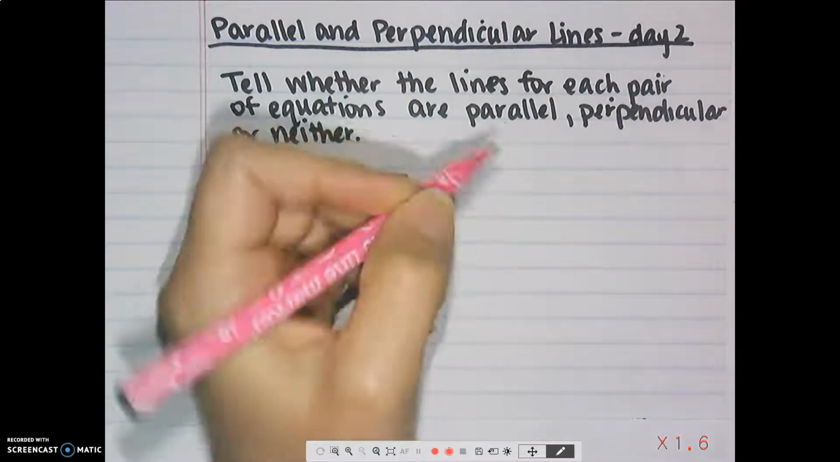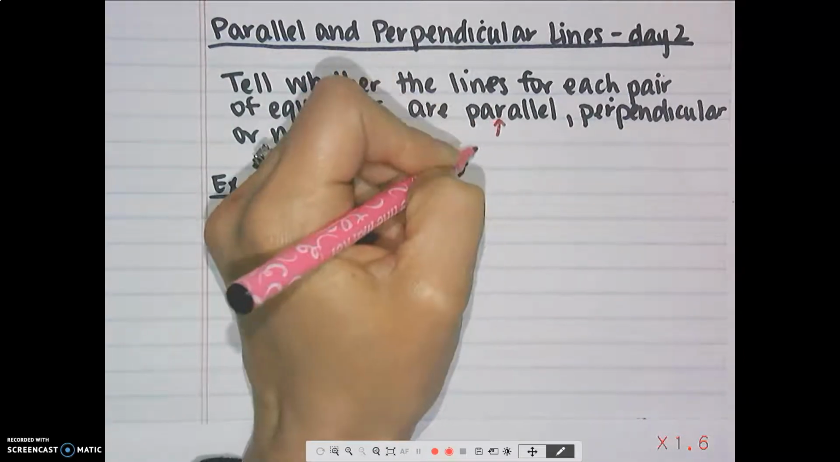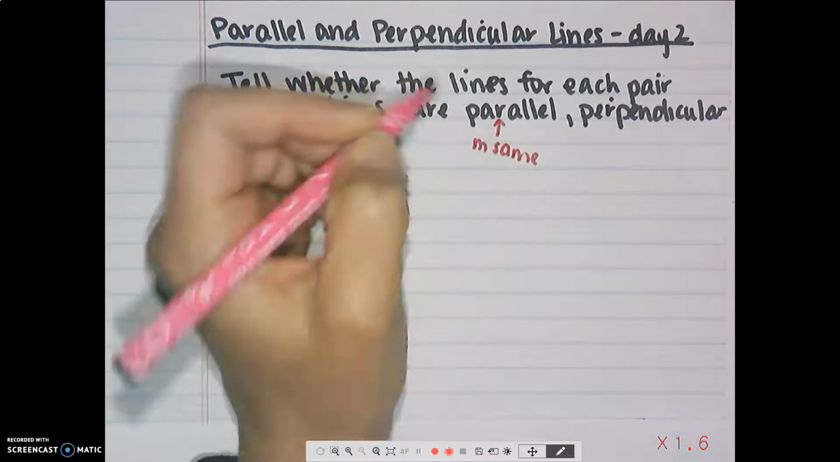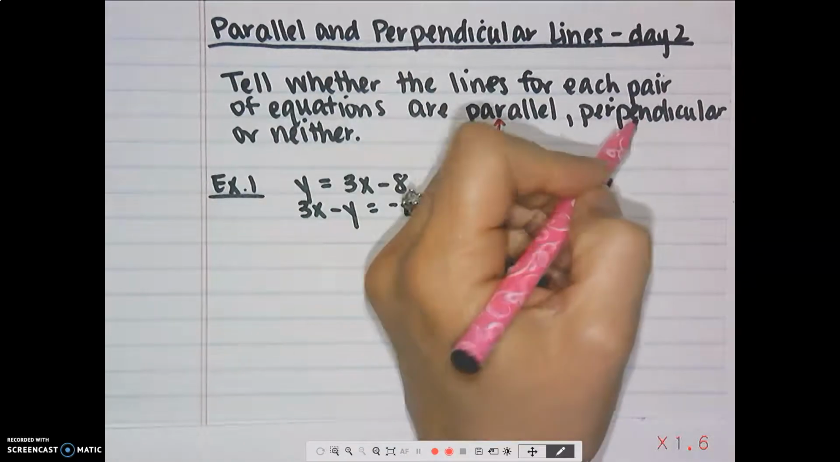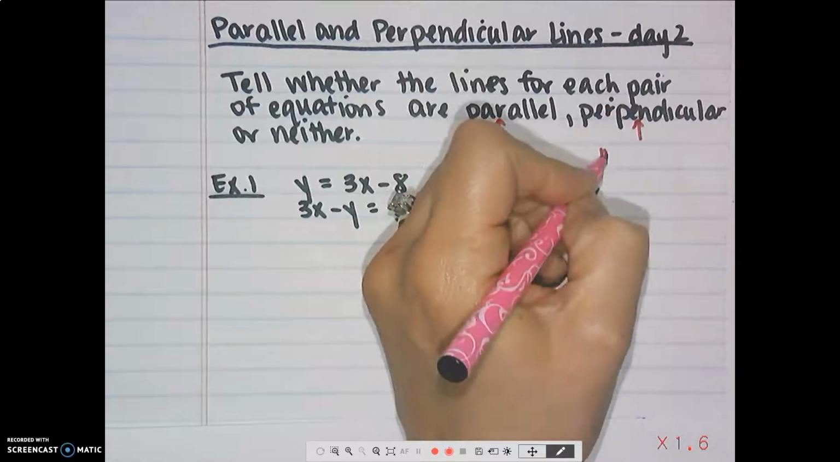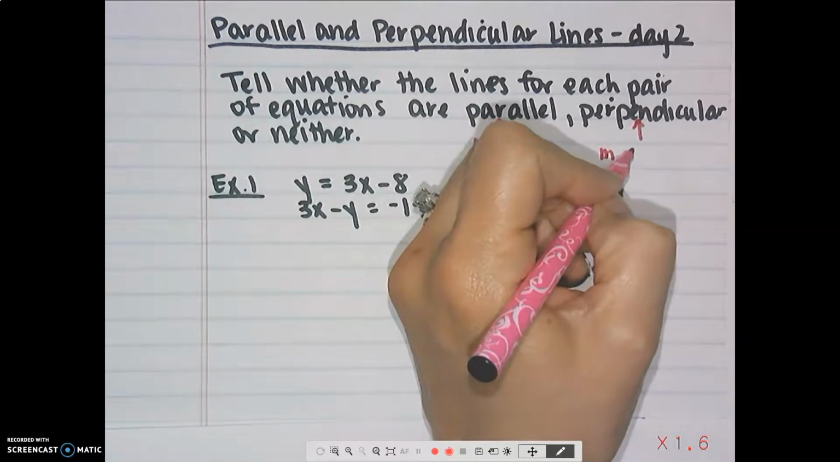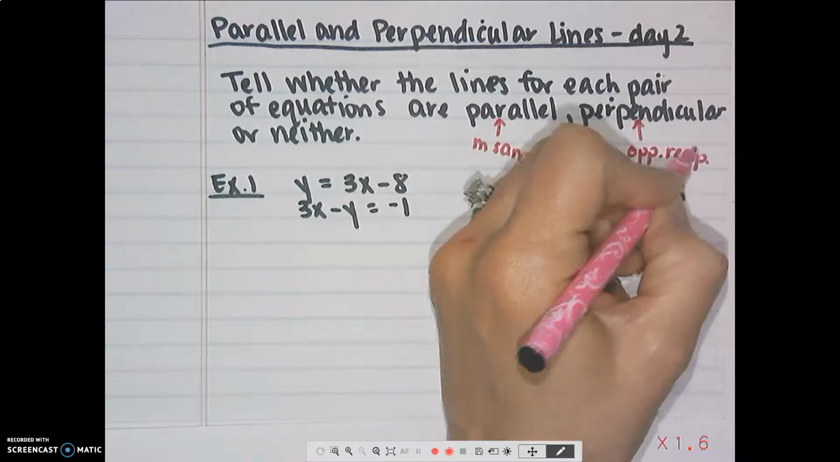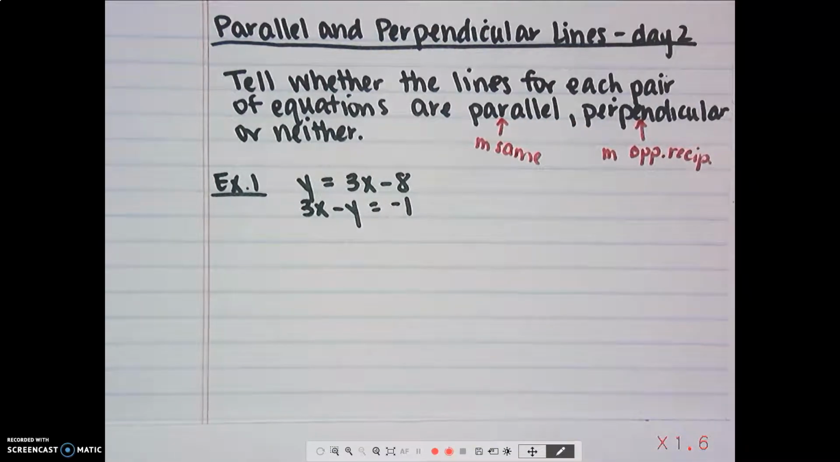So parallel, that means when the m is the same, so when the slope is the same. Perpendicular, the m are opposite reciprocals of each other, okay? And neither just means that it doesn't meet either of those qualifications.